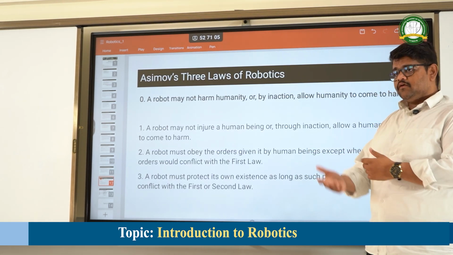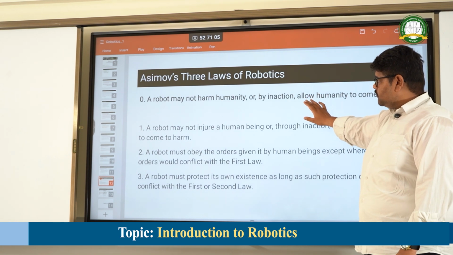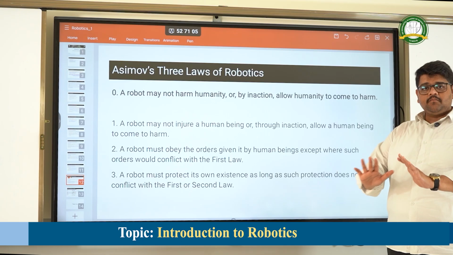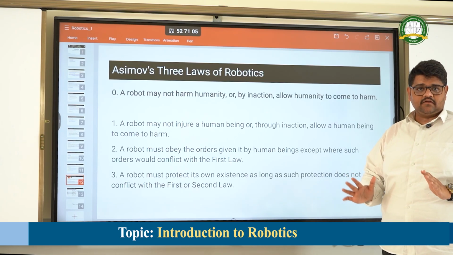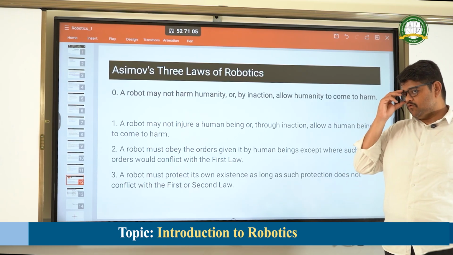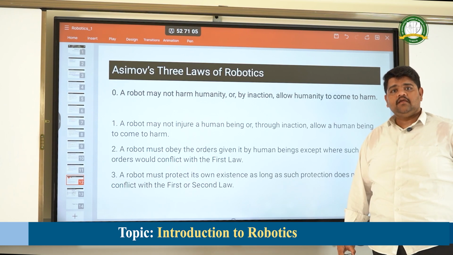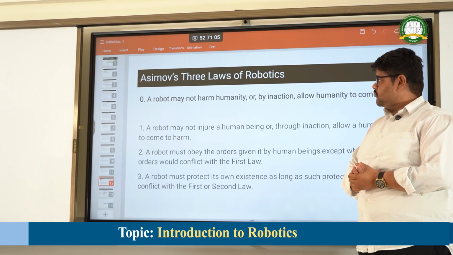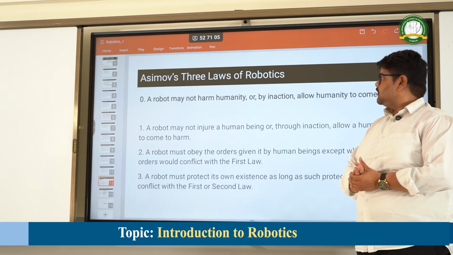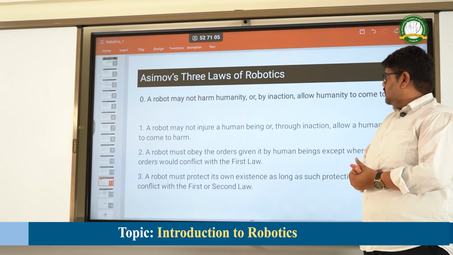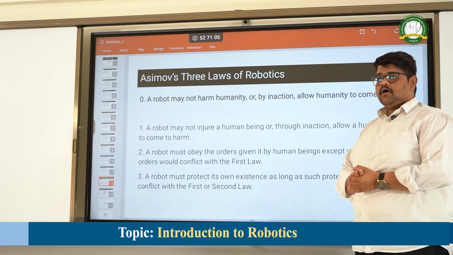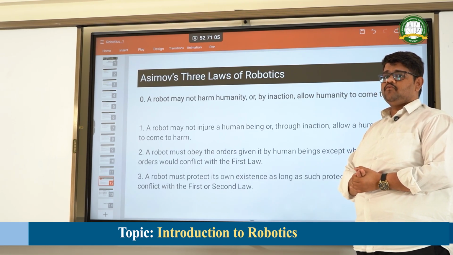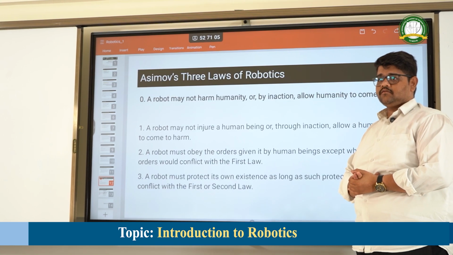Finally, after a few years, Asimov came up with the zeroth law. It states a robot must protect humanity as a whole, not just a single human being. A robot needs to protect humanity. The zeroth law states that a robot may not harm humanity or, by inaction, allow humanity to come to harm. So this completes the four laws of robotics.